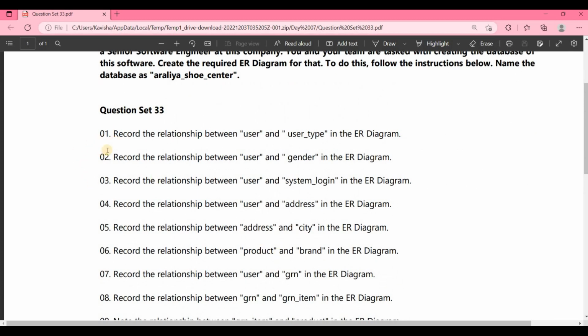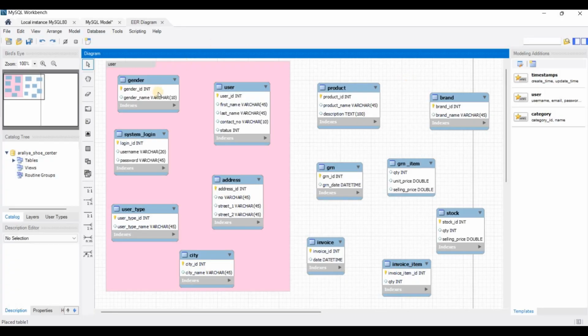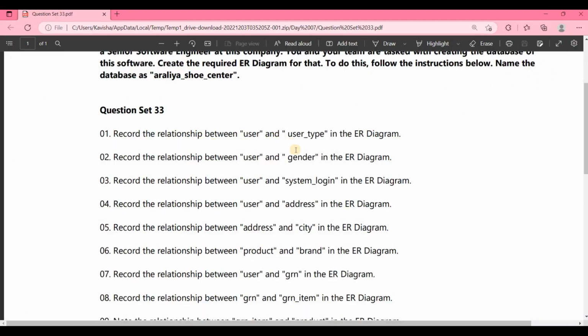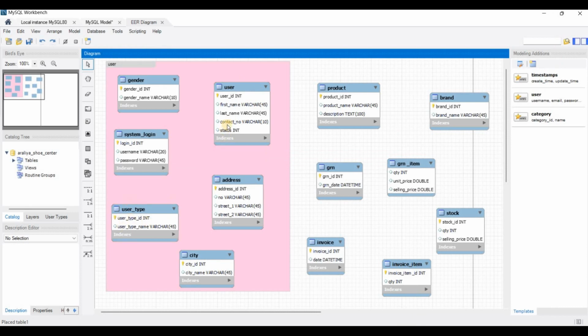So in the first part of this question set, we have to record the relationship between user and user type in the ER diagram. So let's see how I make this relationship. So here's the database and tables I have created in my previous video. In the first question of this question set, I have to make the relationship between user table and the user type table. So you can see in the question we have to make the relationship between user and user type. So here are those two tables.